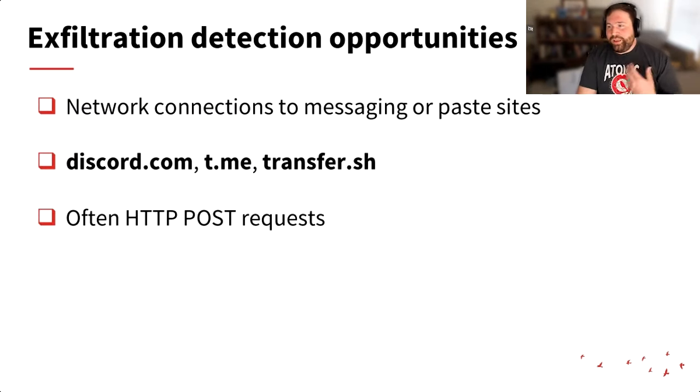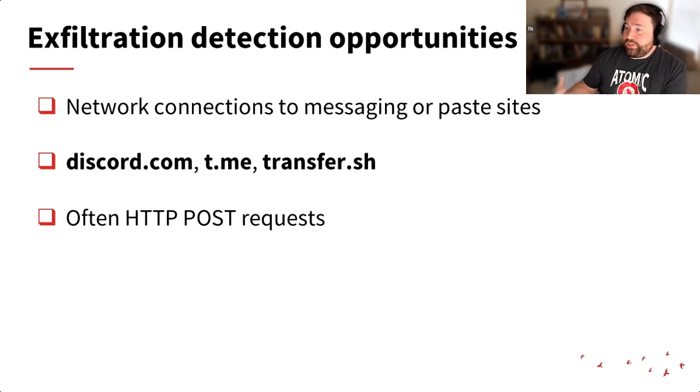For exfiltration, folks usually focus a lot on the network controls, but we can still focus on some things from the endpoint perspective. We see adversaries using messaging or pasting sites a lot, so things like Pastebin, paste.ee, the domain that ends in .ee, Discord, Telegram, things like that. If they're not using those, and they're using their own web infrastructure, they often use HTTP POST requests so that they can push up information to their systems.